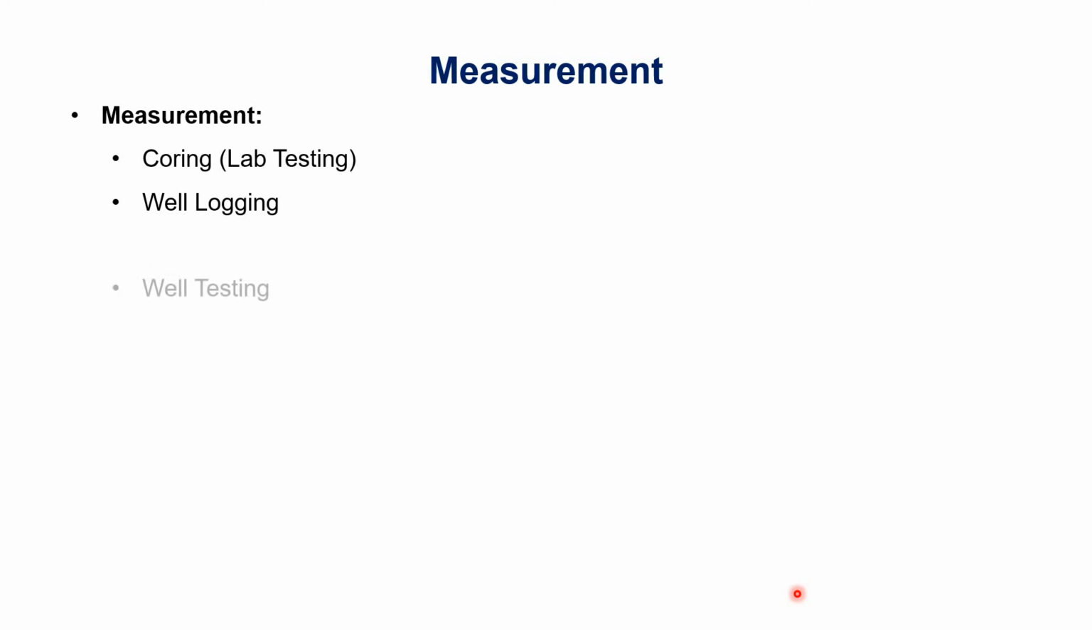So talking about the measurement, the first technique which is used for the measurement is coring. We take cores from the field and then we perform lab testing and we find permeability. The second technique is well logging, and the third technique is well testing.